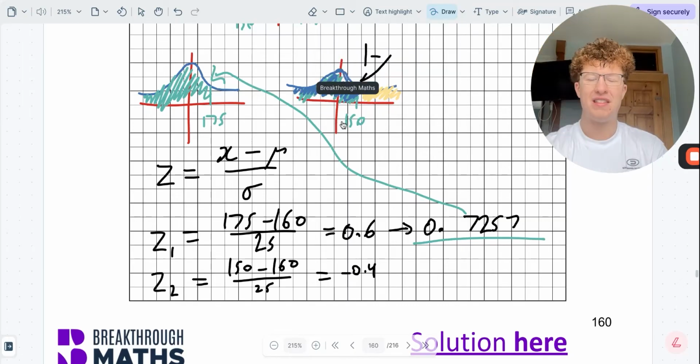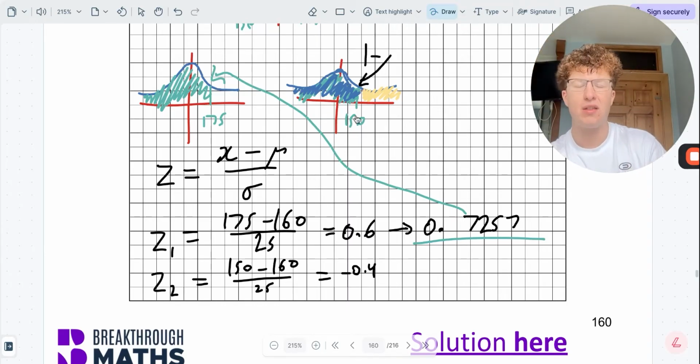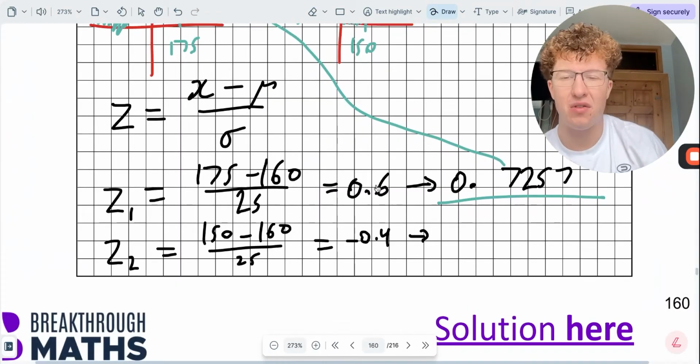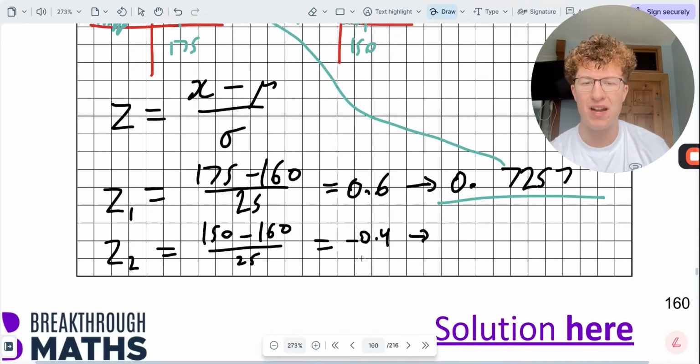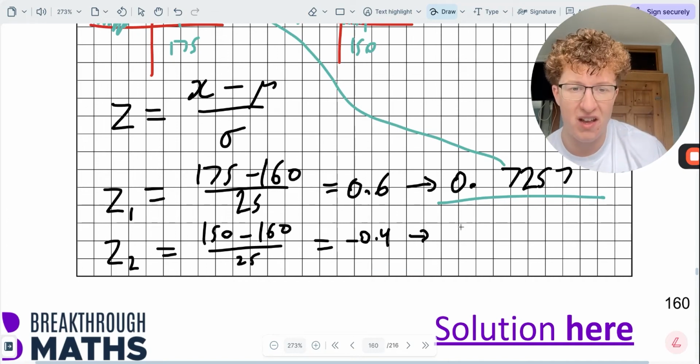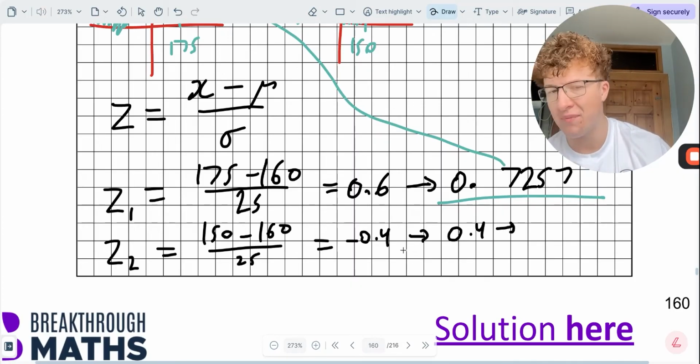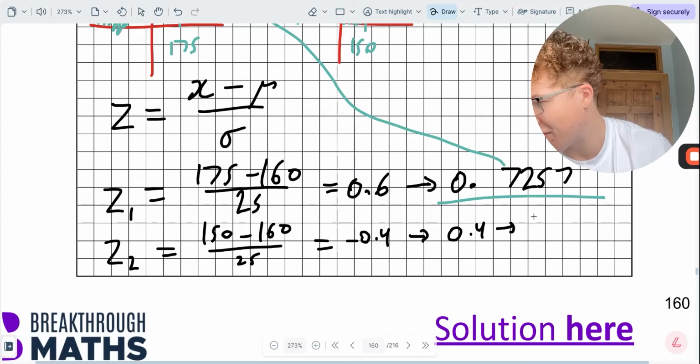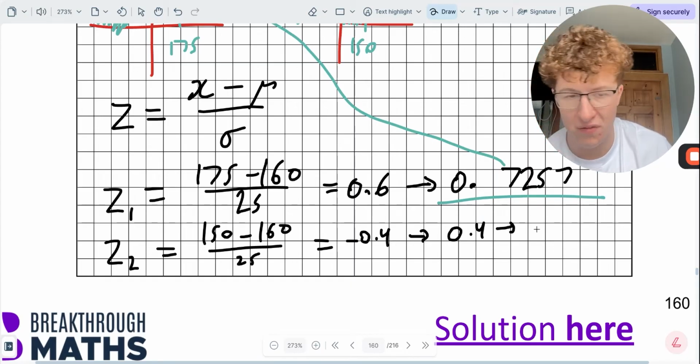That's blue. Now, Z2, we can't get the area from a negative Z value. That's why we have to flip the graph. Now, Z2 we have was minus 0.4. We can't get the area from a negative Z value. So you're going to have to flip the distribution. So if I say this is 0.4, if I look at my tables, that'll give me 0.6554.